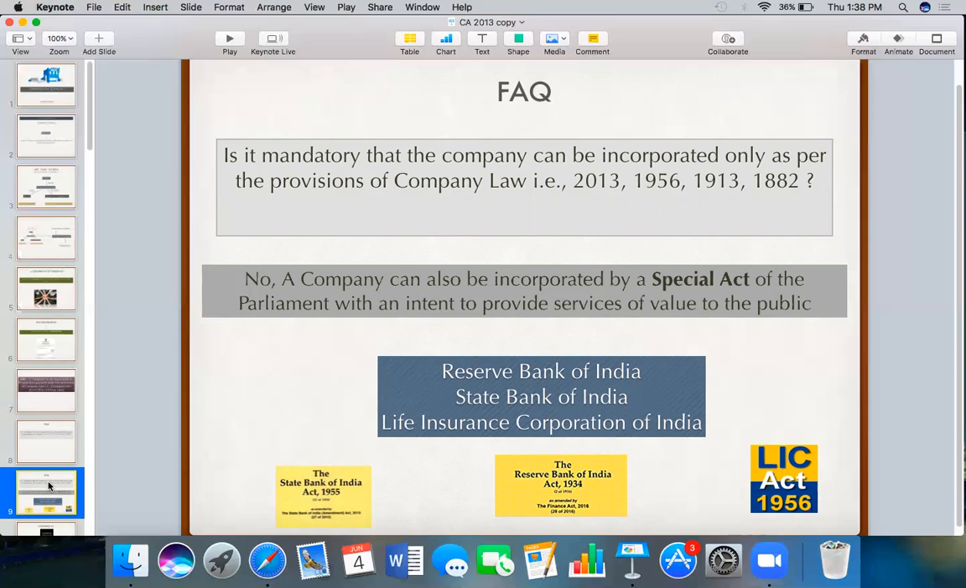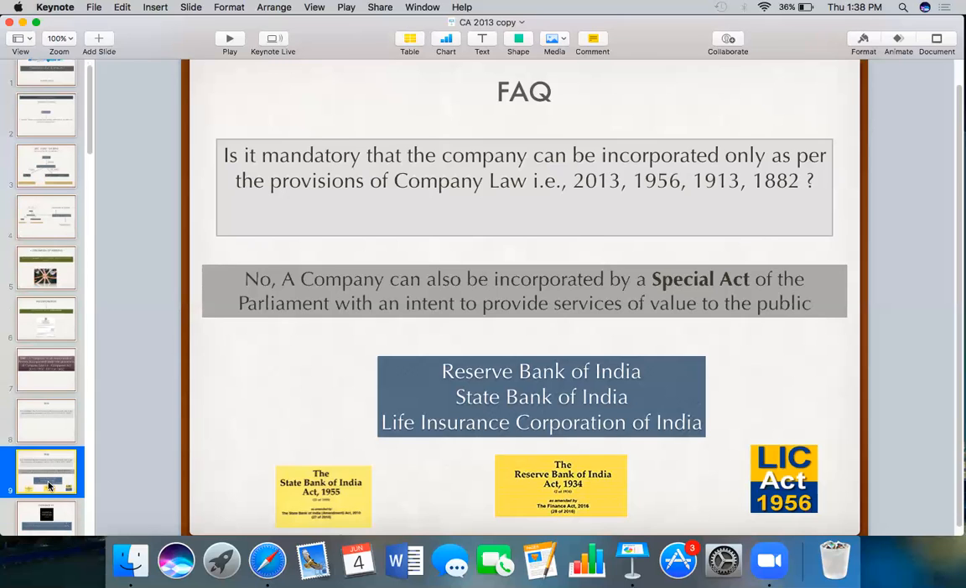For example, we have the Reserve Bank of India. The Reserve Bank of India was not incorporated under any company law. Rather, it was formed by passing a special Act, known as the Reserve Bank of India Act 1934. Similarly, the State Bank of India, the leading banking and financial institution, has also not been formed as per the provisions of any company law. Rather, it has been formed as per a special Act passed in the Parliament, the State Bank of India Act 1955. And the Life Insurance Corporation of India, again, has not been formed as per company law provisions. Rather, it has been formed as per a special Act, the LIC Act 1956.